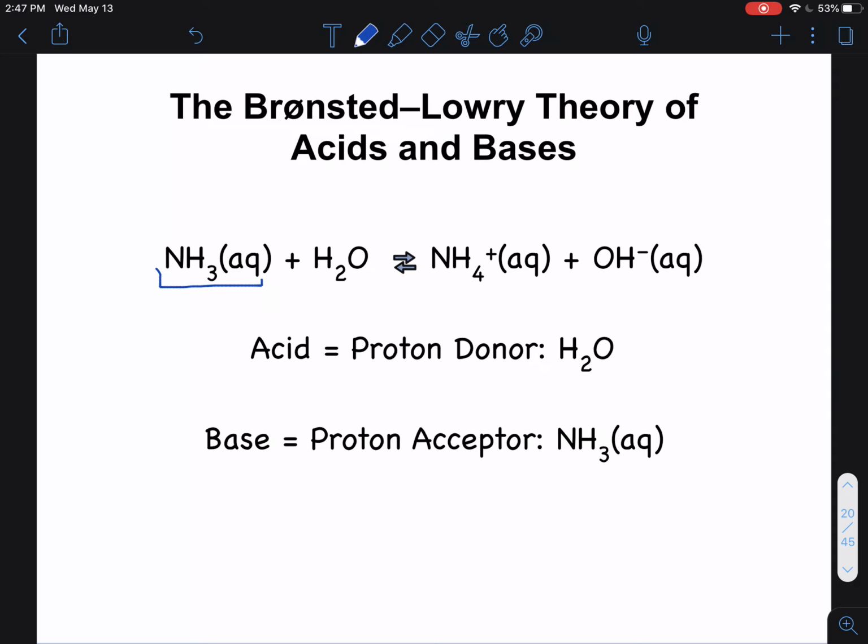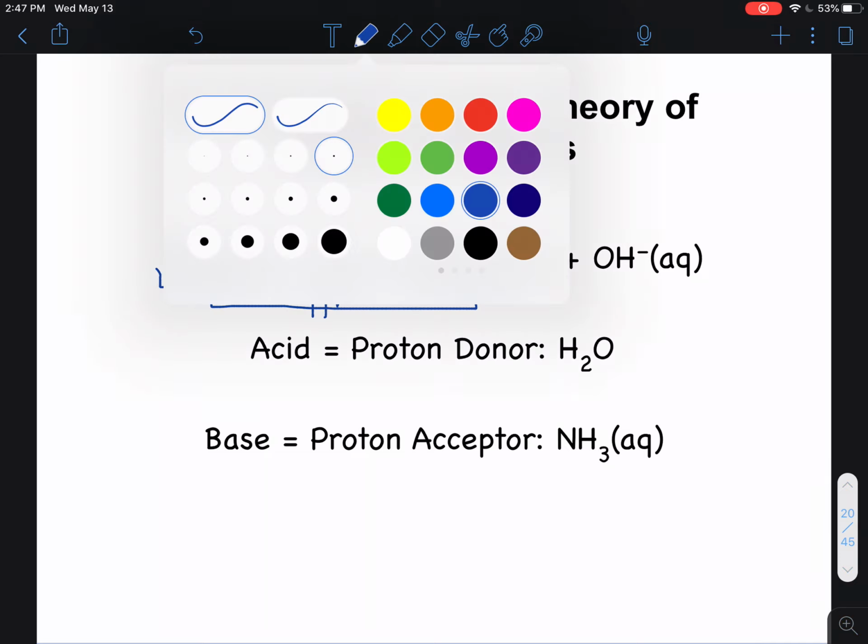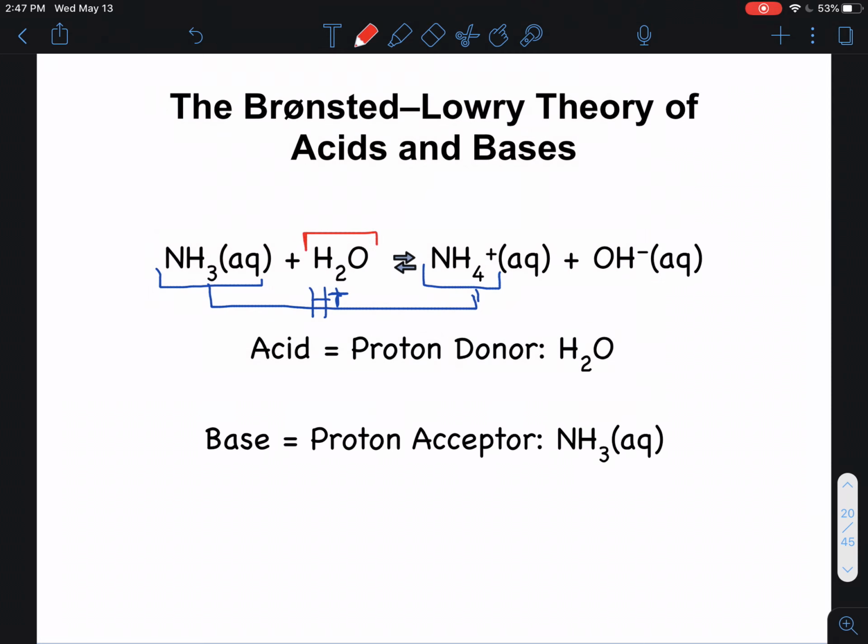Here we have ammonia. If we go to the product side, what happened to ammonia? It became ammonium, NH4. It gained a proton, it gained H+. And water started off as water here, and then what happened to water? It lost a proton.